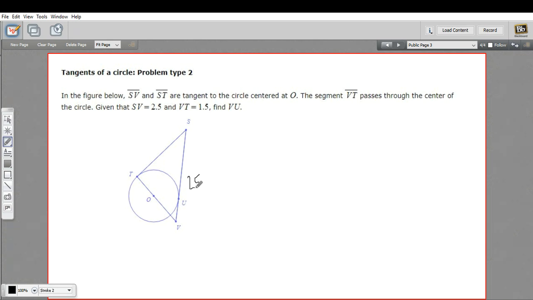So this is 2.5, this whole length here. And VT equals 1.5. That's this side of this big triangle here. Find VU. So we want to find this little bit.